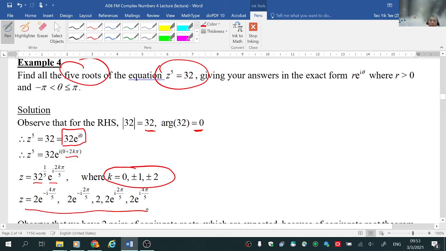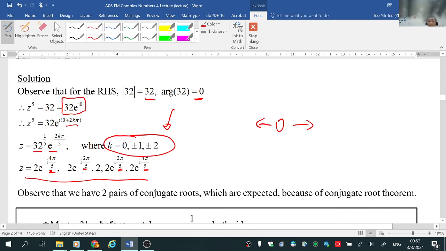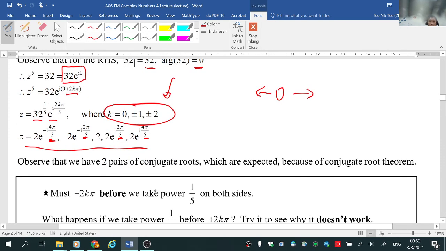The question now is, why do I specially choose 0, plus minus 1 and plus minus 2? Why don't I just use 0, 1, 2, 3, 4, 5? The simple rule is, I keep the numbers as close as possible to 0, to the left and to the right, so that the argument that comes out from them is already in the acceptable range for your argument. So take note of this.